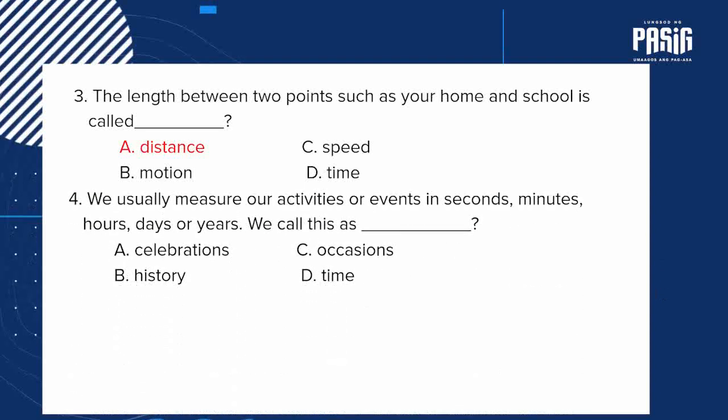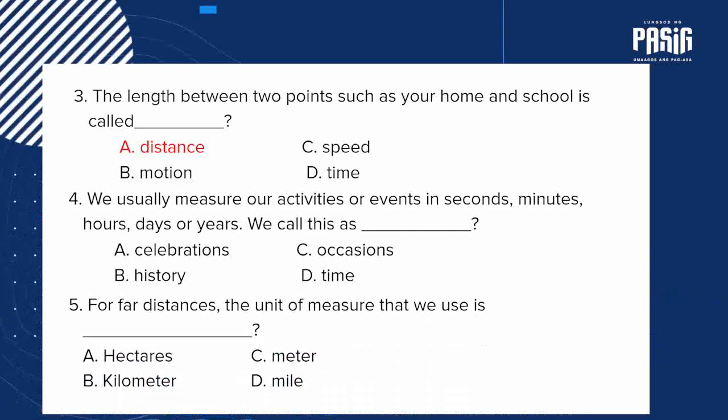We usually measure activities or events in seconds, minutes, hours, days, or years. We call this as blank. A, celebration. B, history. C, occasions. And letter D, time. Answer? Very nice. Letter D, time.